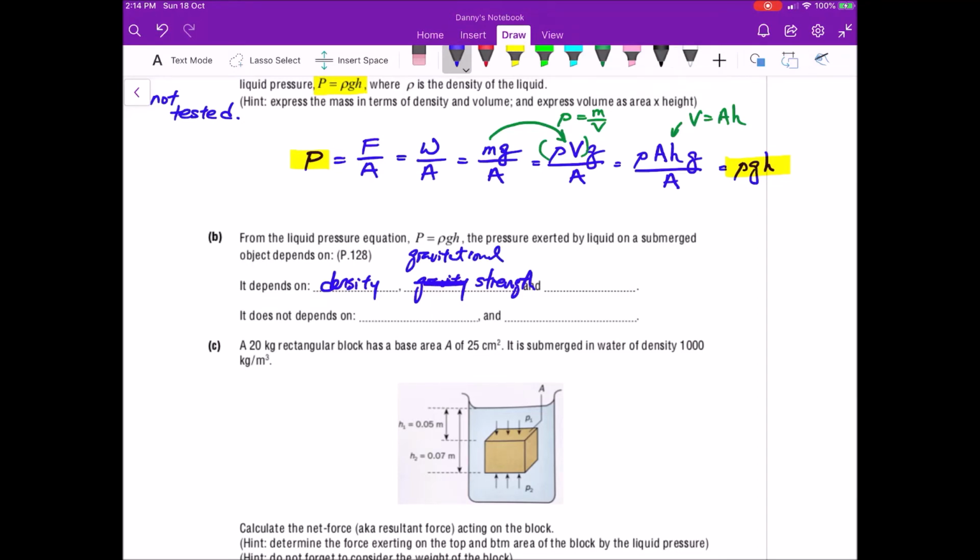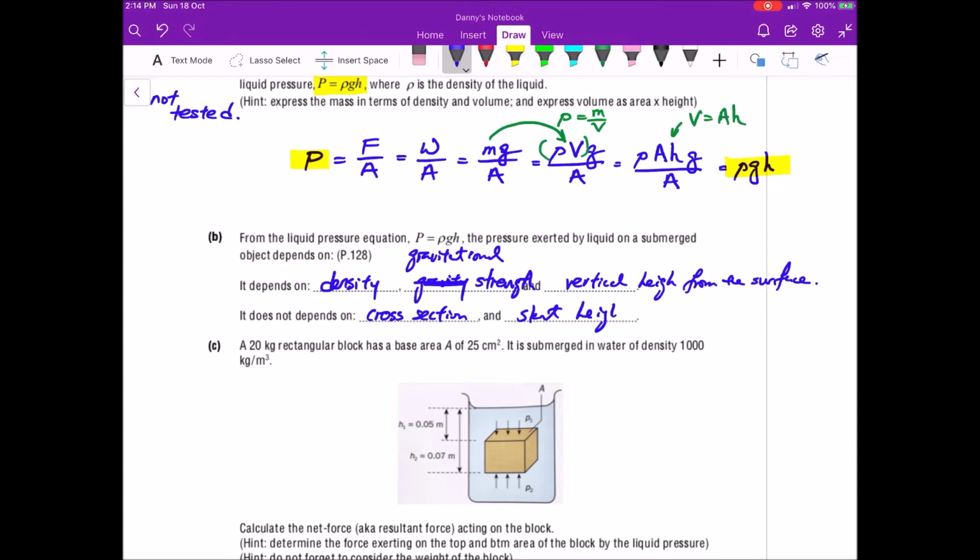Gravitational strength, and finally your vertical height. Not just height, but vertical height from the surface of the fluid. It does not depend on your cross section. It also doesn't depend on, for example, your slant height.